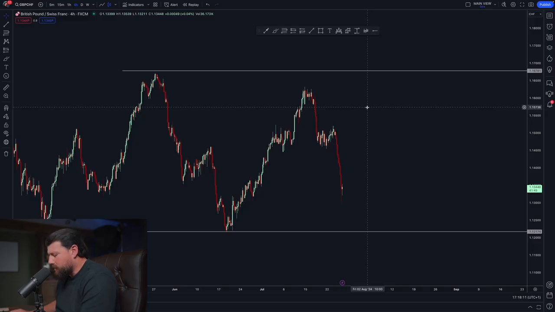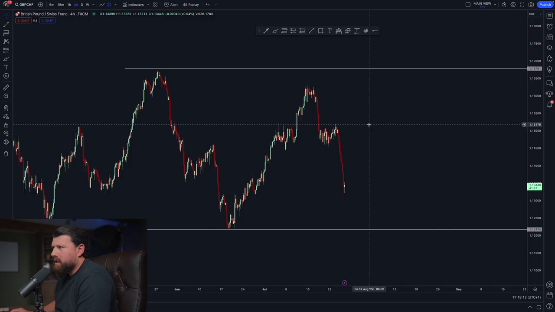So we have Pound Swiss here. What I love about this entry on the 4-hour is that it would be, again, easy to talk yourself out of the trade. Why? Because of this gap. Now, this is not your near miss. This is a huge gap in price. So you might talk yourself out of the position.